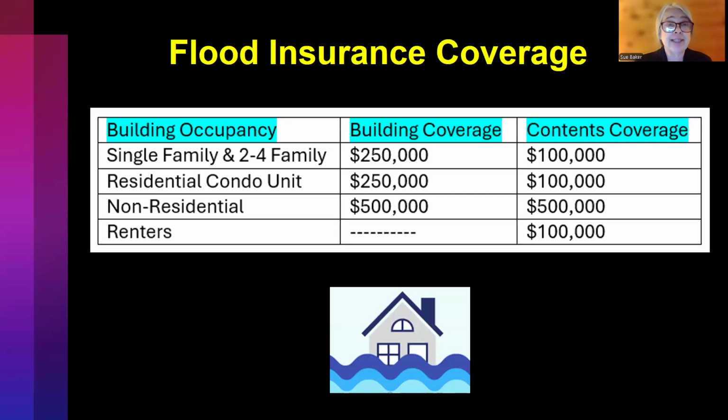So just to get an idea how much coverage is available for single family and other residential units, building coverage of up to $250,000 is available, with contents being at $100,000 and $100,000 of contents for renters. Non-residential, which also includes commercial, building coverage is $500,000 and contents is limited to $500,000.